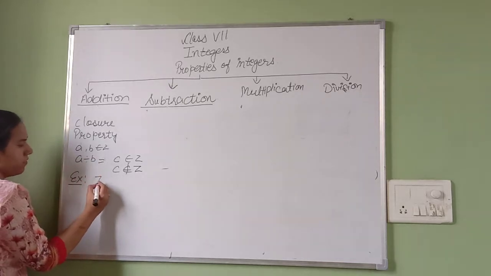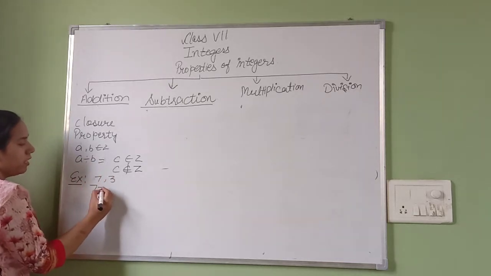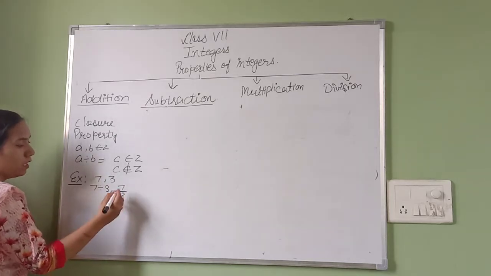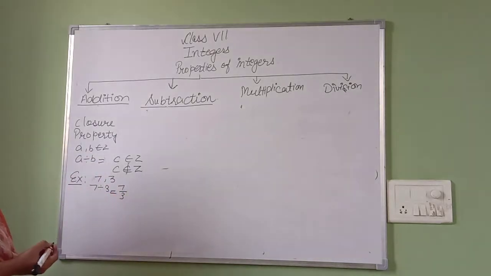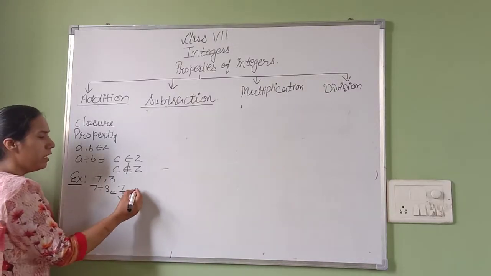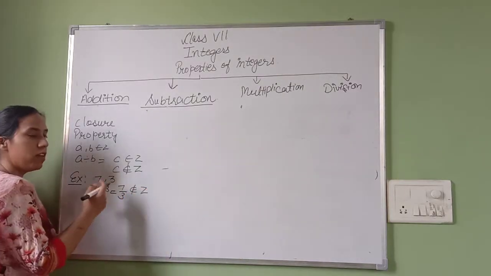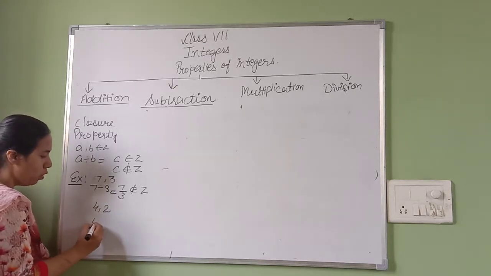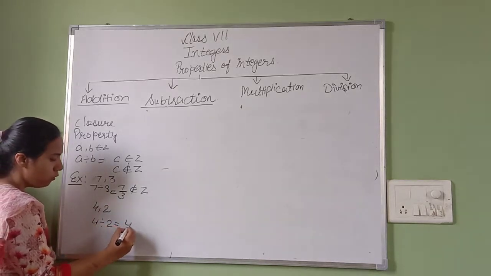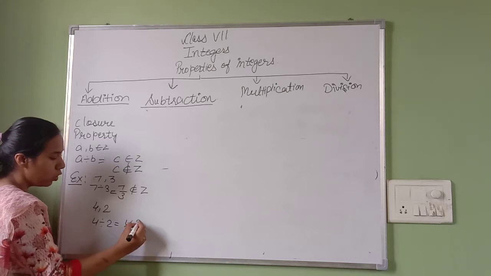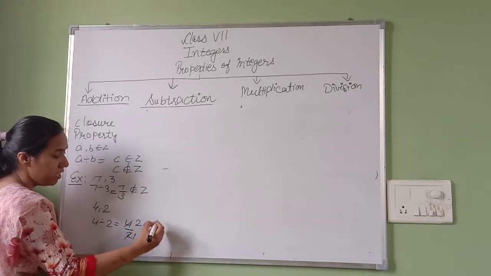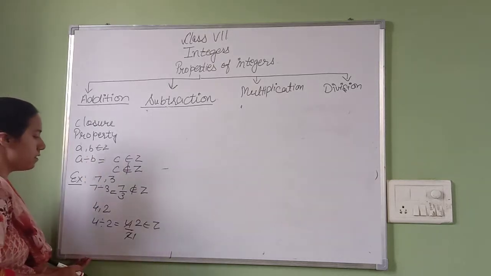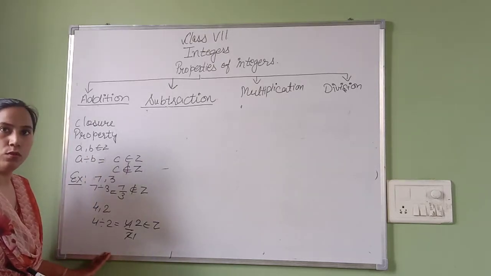I have the numbers 7 and 3. 7 divided by 3. What would be 7 by 3? Is 7 by 3 an integer? No. Understood that it is not an integer. So, in this case, the property does not hold. But whenever I am taking 4 and 2, 4 divided by 2 is 2, and 2 belongs to the integers. In this case, the property is holding. But we will generalize that the property does not hold.